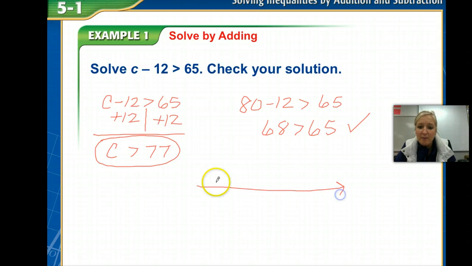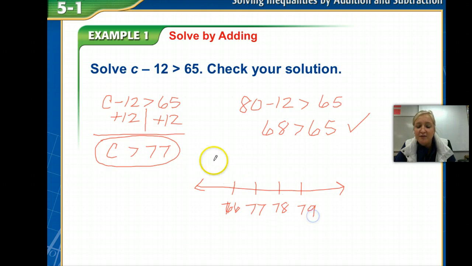And again, if I had to represent this on a number line, 76, 77, 78, 79, plotting a few points. It's an open circle because it doesn't include 77, and I know that my arrow is going to go in the same direction as my inequality symbol. Now this holds true when the variable is always written first. I always write the variable first.